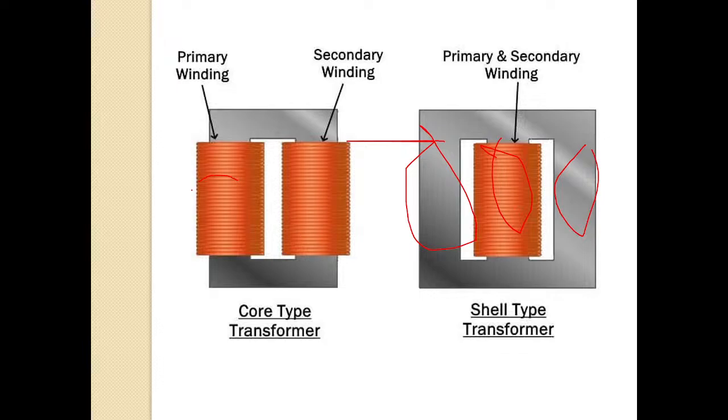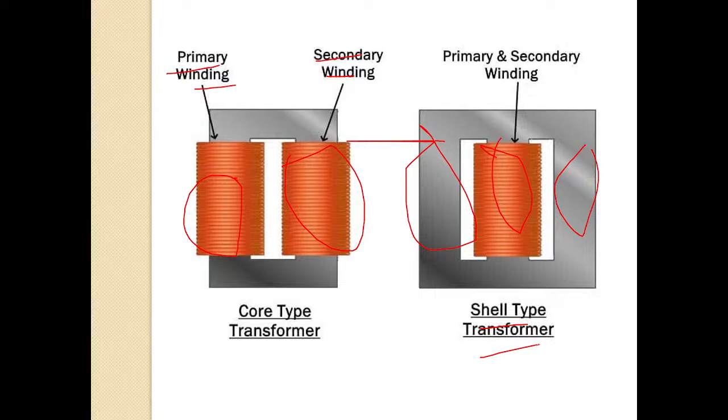This is our core type, so it has two limbs. You can see the primary winding and secondary winding of your core type transformer. If you carefully observe these windings, they are like concentric coils, or cylindrical winding, we will call them cylindrical winding. Besides this, you can see the shell type transformer.